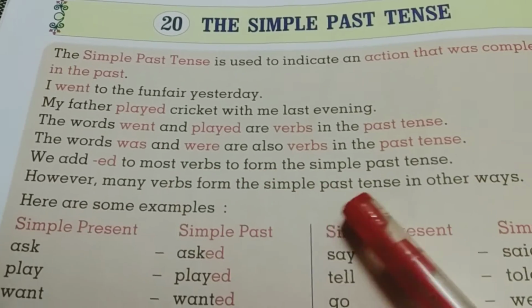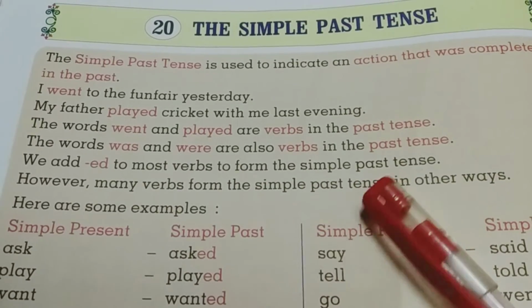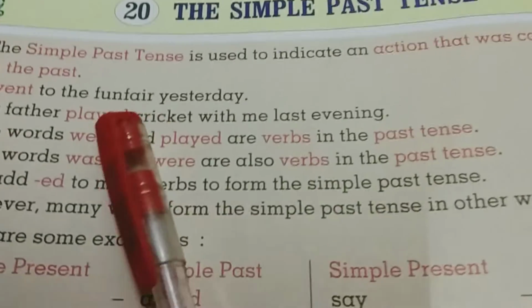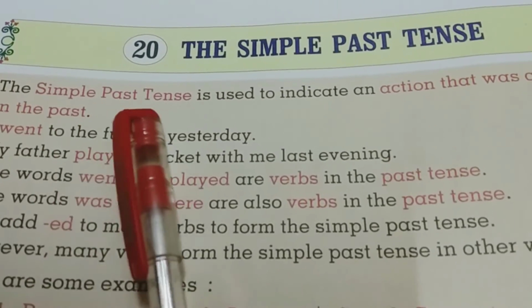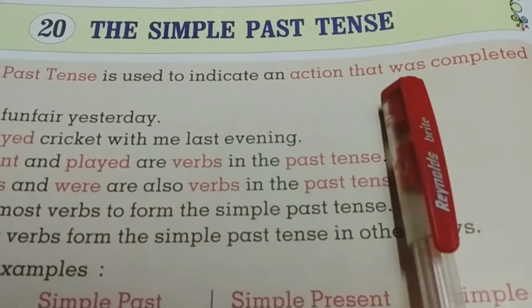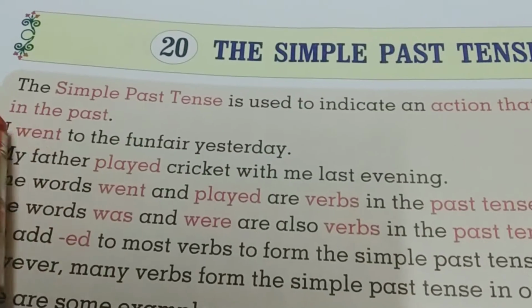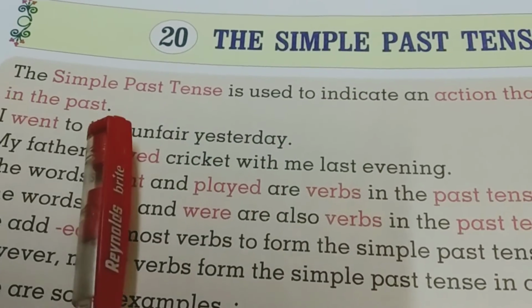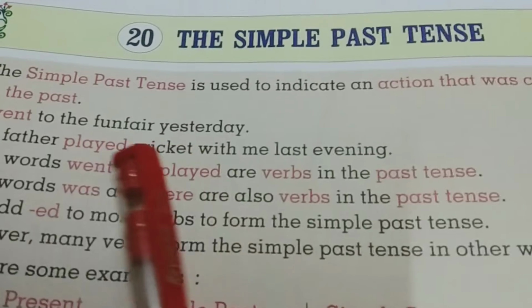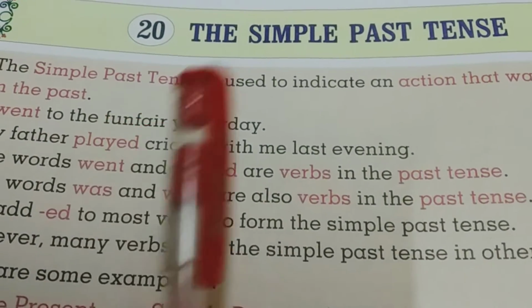Hello students, today we learn the simple past tense. Simple past tense means the action that was over, it was completed. That is called past tense. The simple past tense is used to indicate an action that was completed in the past. The action that was completed is known as past tense.